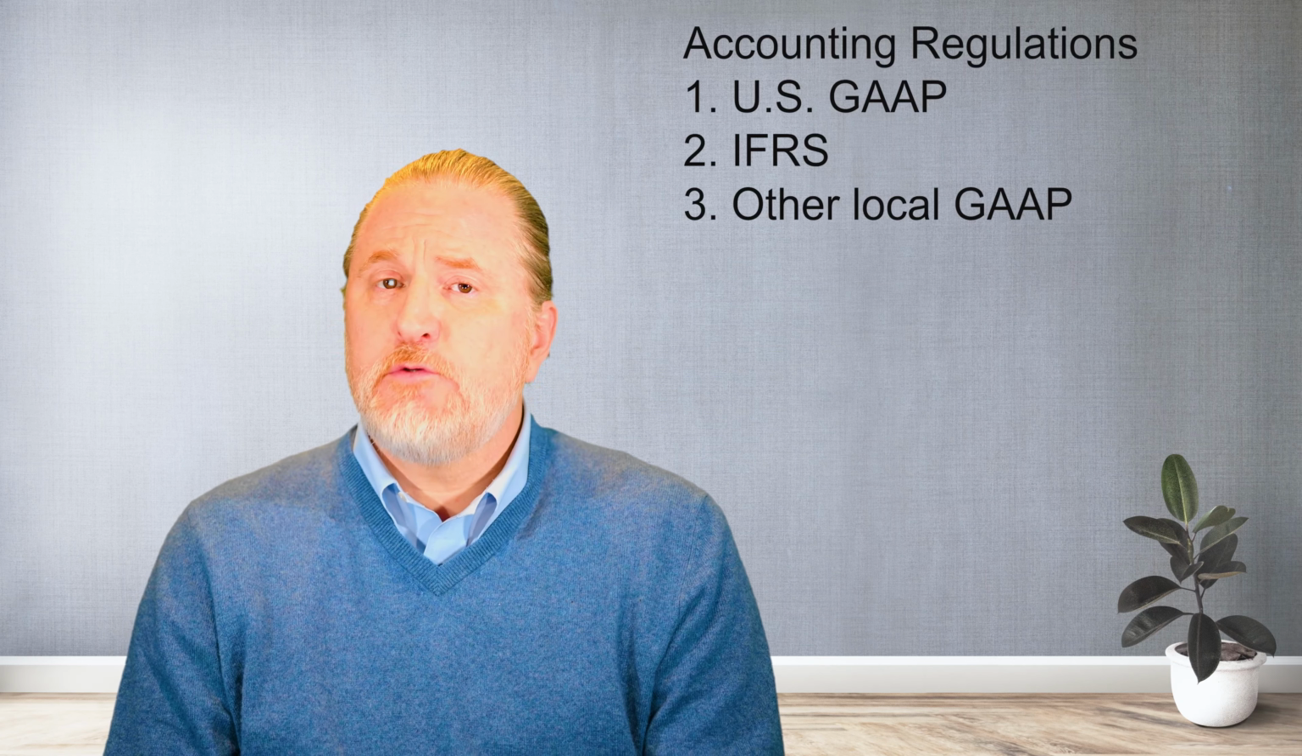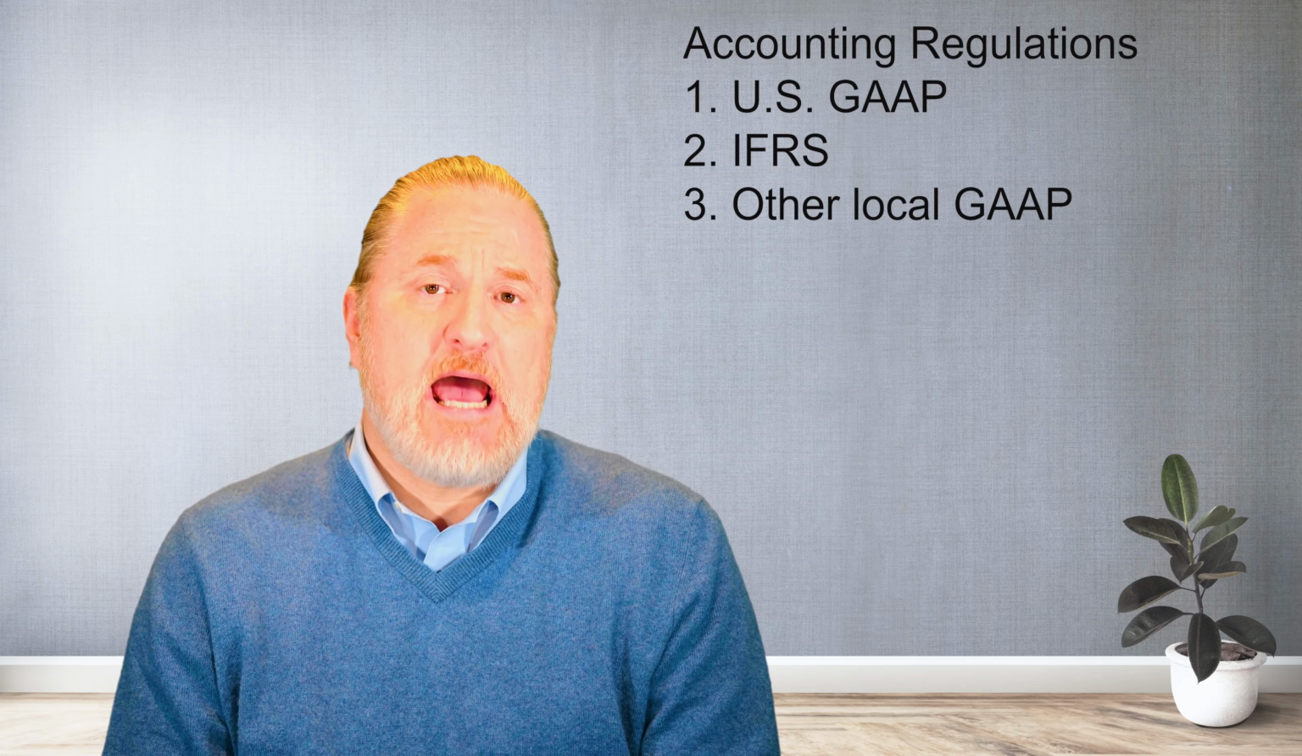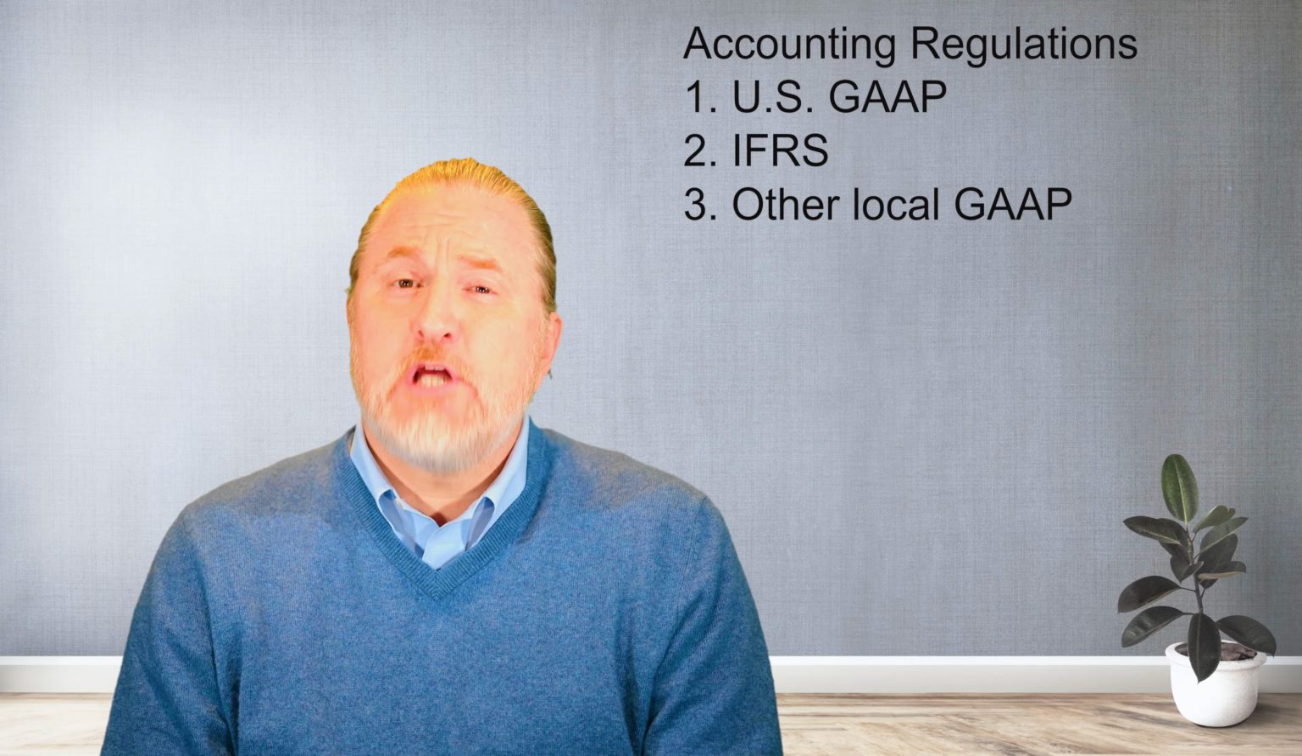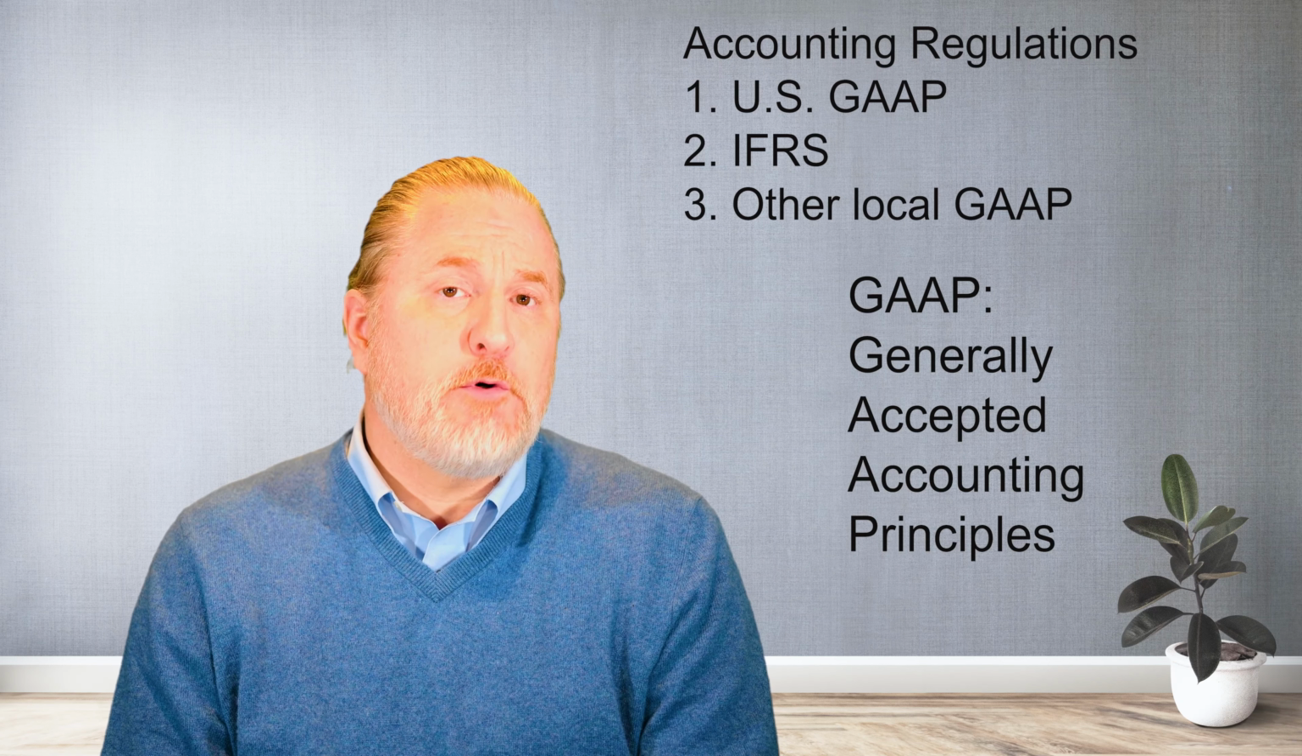Accounting is the common language of business. This is due to its formal, structured rules that tell us how to record almost every type of transaction. These rules generally belong to one of three groups of regulations. In the US, we use a system of regulations called USGAAP, G-A-A-P, or Generally Accepted Accounting Principles.